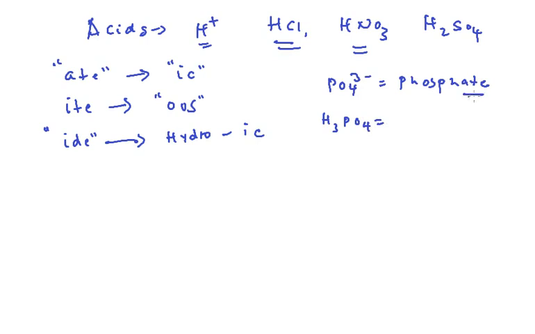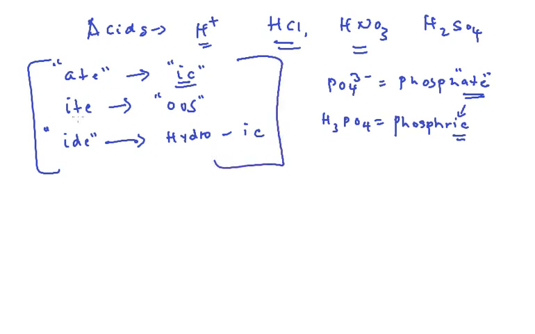Now phosphate ends with ATE, so the rule says for the corresponding acid, I would say phosphoric acid. Phosphoric. You remove the ATE and you substitute it with IC. Okay, this is a key rule here that we need to follow. This is a key rule. I'm going to put a star here, maybe.